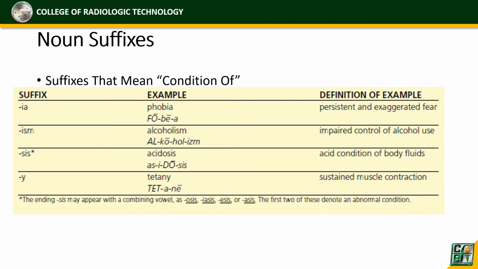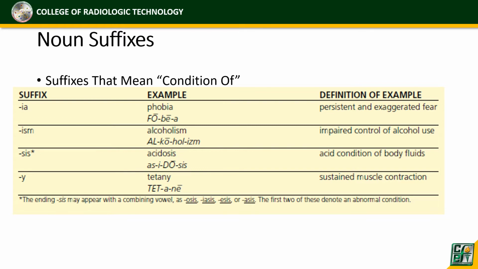So the suffix sis may appear with a combining vowel such as osis, iasis, esis, or asis. The first two of these denote an abnormal condition. Meaning the osis and asis denote that the word in which they are used is of an abnormal condition.